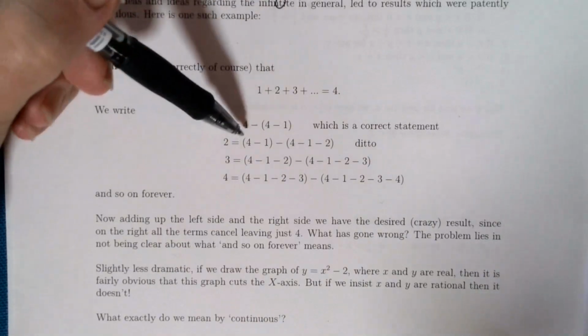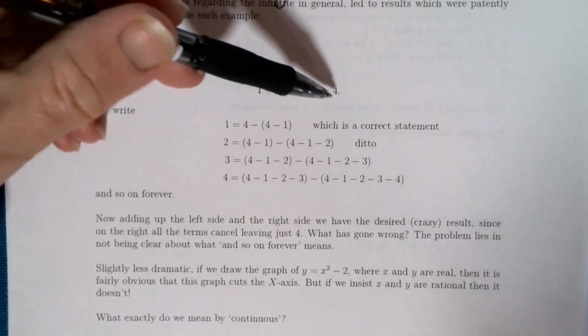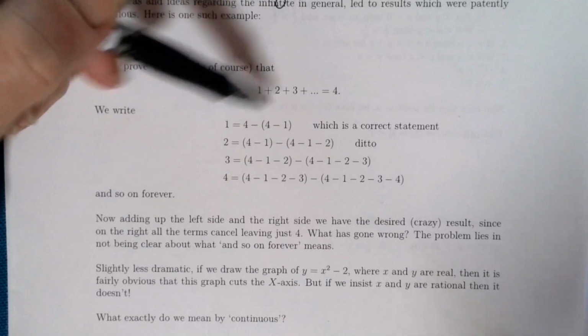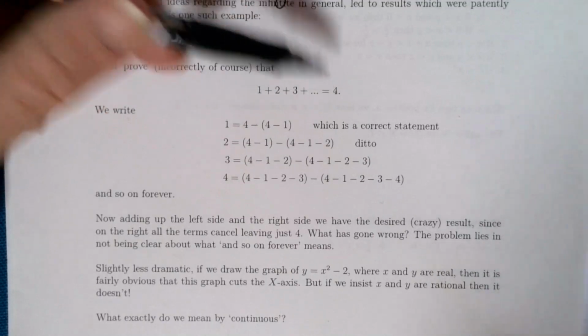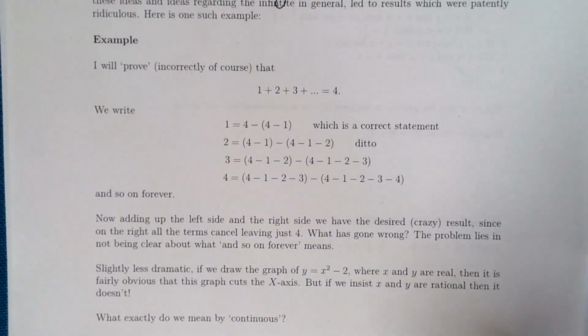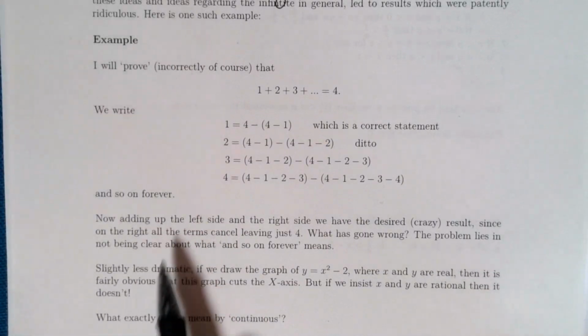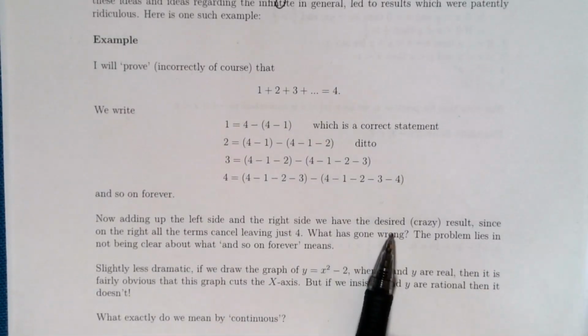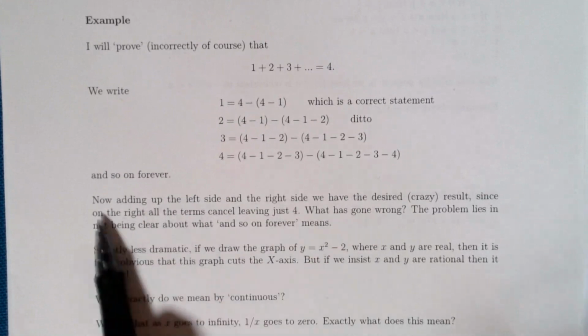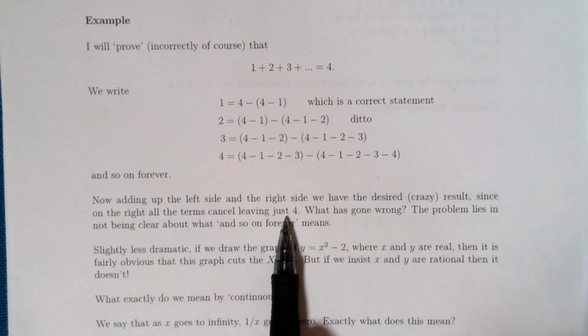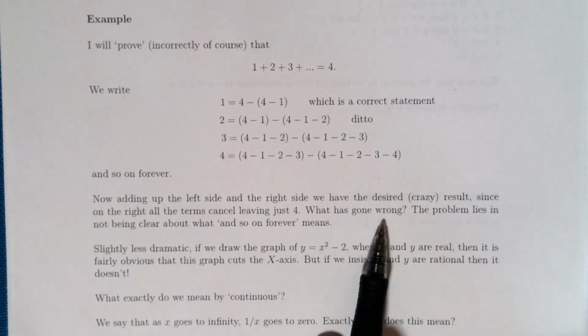Now, by the way, there's nothing sacred about this 4 here. I could have put 44, or I could have put any number I like in here, and I can still make this sum add up to it by this silly argument. So I've added up the left-hand side, and we get this desired crazy result, since all the terms cancel, leaving just the number 4. Well, what on earth has gone wrong?